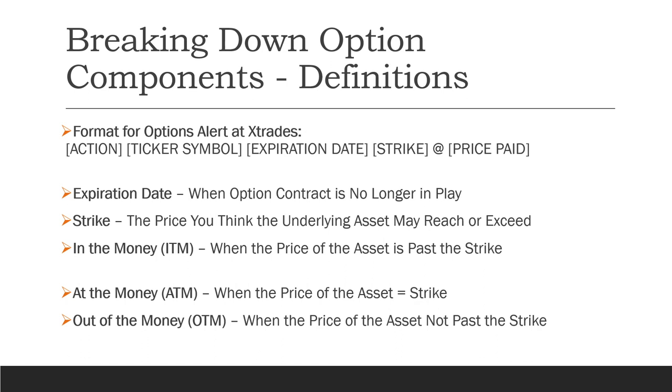So again, for calls, for example, if I had Apple 200C, so a 200 strike and it's a call, then if the price is 150, it's going to be out of the money, right? But if I had, say, Apple 200P, which would be the puts, and the strike is 200, and the price is $150, then that means we're $50 in the money, okay?